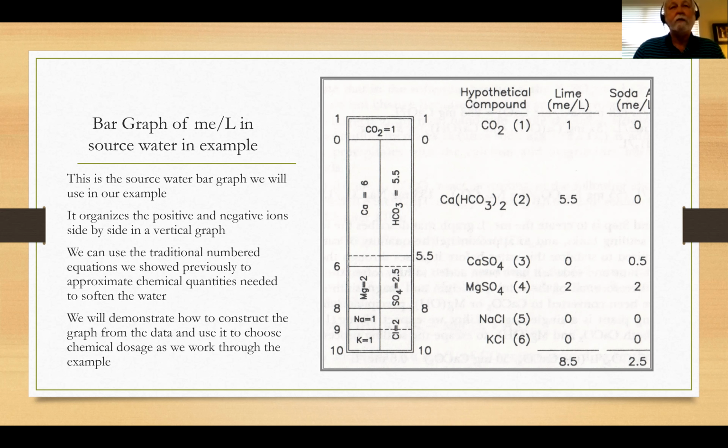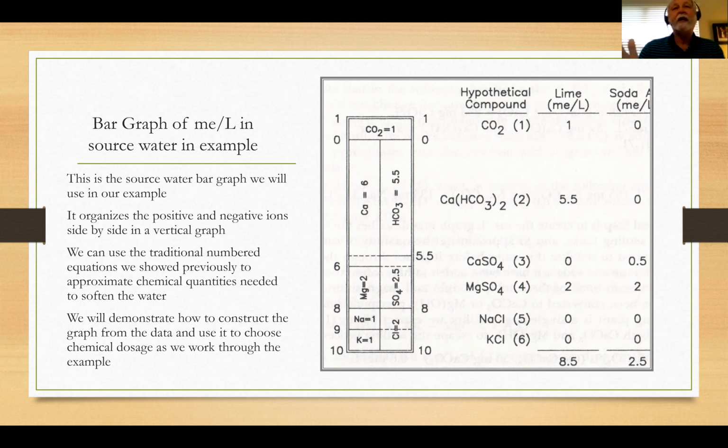On the right-hand side, we've listed our anions. Bicarbonate hardness turns out is 5.5 milliequivalents. We have sulfate is 2.5. Chloride is 2 milliequivalents. So now you can see, we can look at this graph and say, we know the compounds that are theoretically or hypothetically there, and we can go across using the equations. Again, equations 1 through 3, 4 through 6, and 7 through 9 are available to you and explain everything we're going to put on this graph.